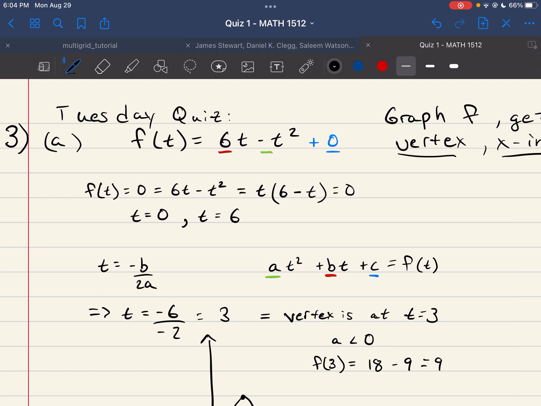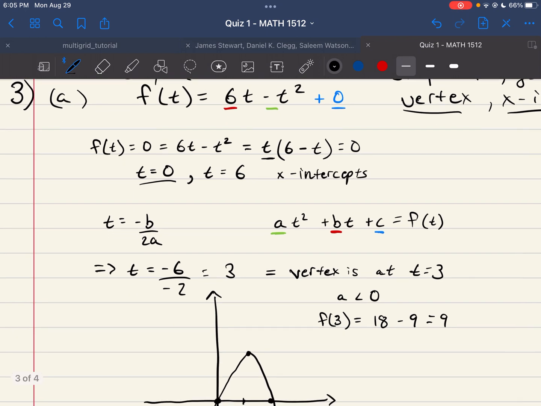So we can factor out a t, and we get t times (6 minus t) has got to equal 0. So this gives us 2 roots. This could be 0 if t equals 0, or the inside of the parentheses could be 0 if t equals 6. So that gives us our 2 x-intercepts.